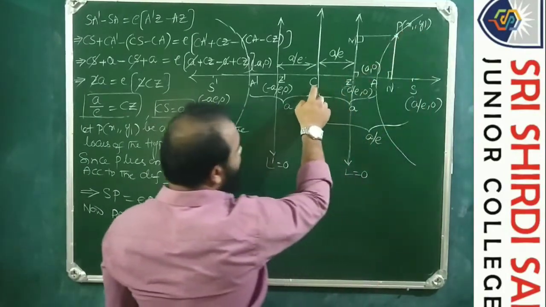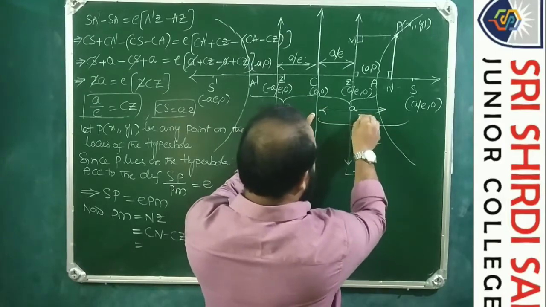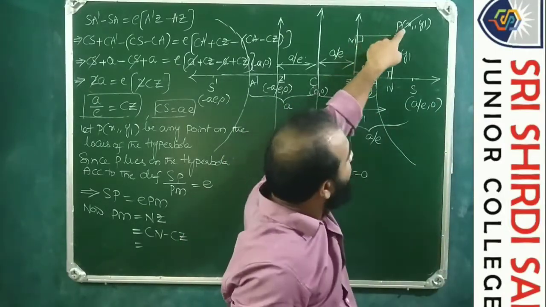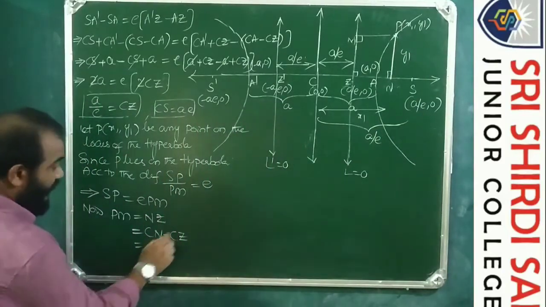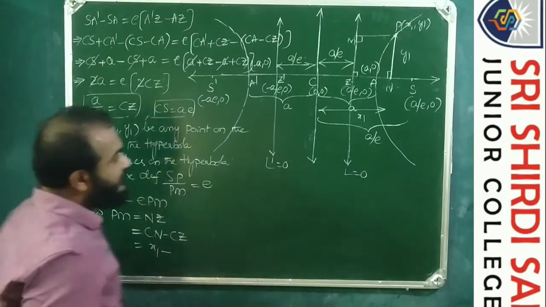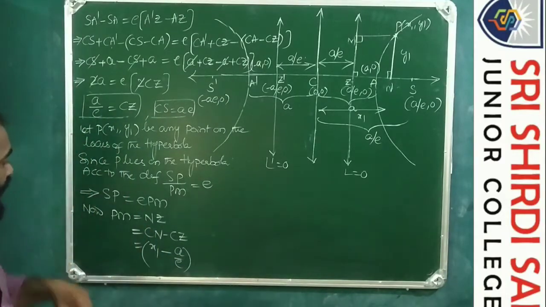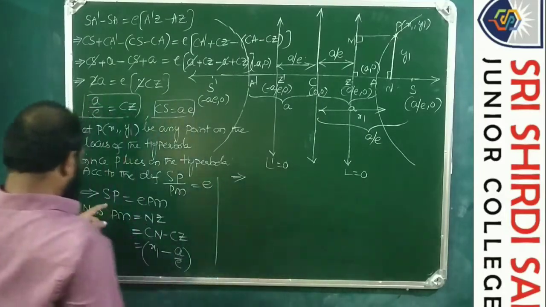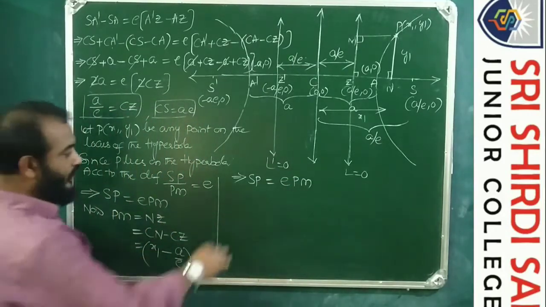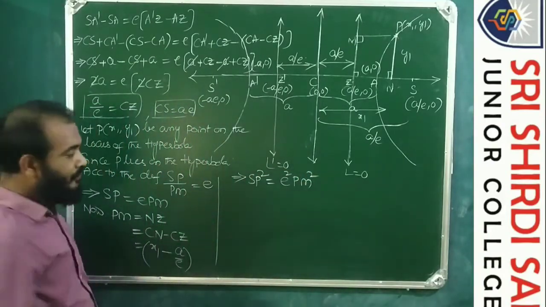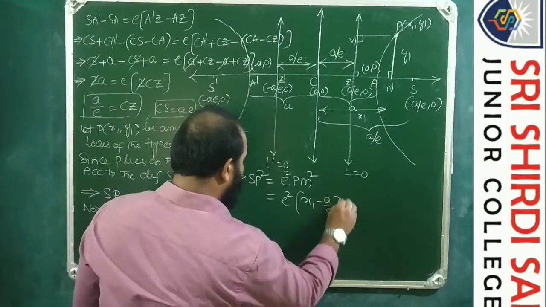Since this is P x1, y1, and C is the center, which is the origin 0, 0. So CN is equal to x1 and this PN equals y1. So from the center to this, CN is x1 and PN is y1. So CN is x1 minus CZ. We got CZ as A by E. So this is what we get. And so from this, SP is equal to E PM. SP equals E PM, squaring on both sides. SP square equals E square PM square. So E square into PM is nothing but x1 minus A by E whole square.